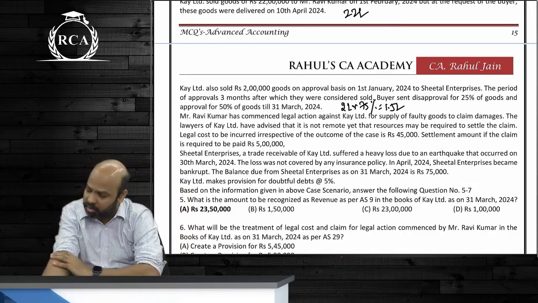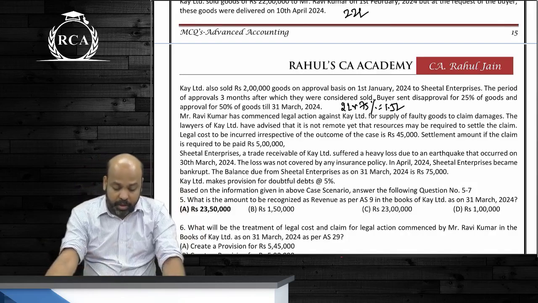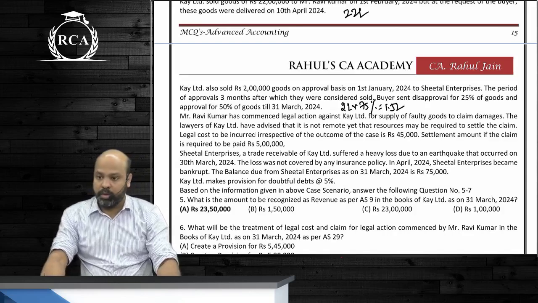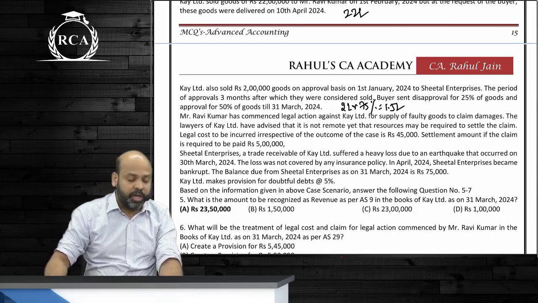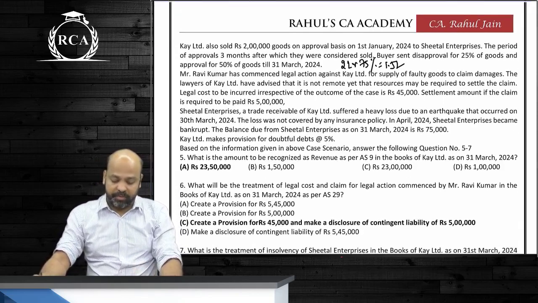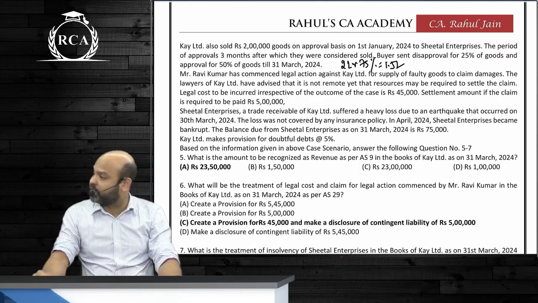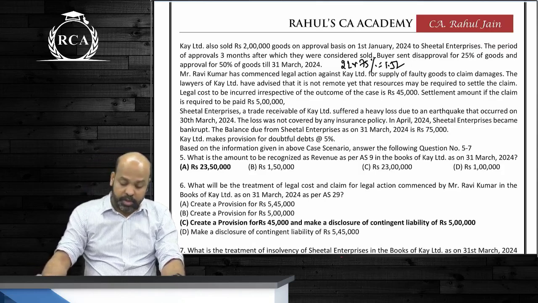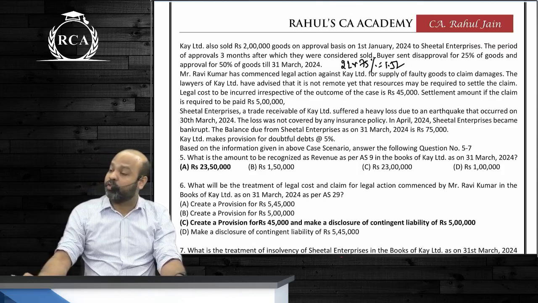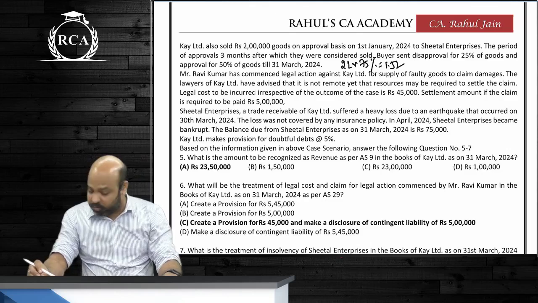Is that clear? To settle the claim. Legal cost to be incurred irrespective of the outcome of the cases. Even if, guys, there is no provision required for the case amount, should we make a provision for legal cost? Settlement amount of the claim is required to be paid will be 5 lakhs. Contingent liability. अगर वो बोलता बेटा it is remote, फिर no need to disclose contingent liability also.